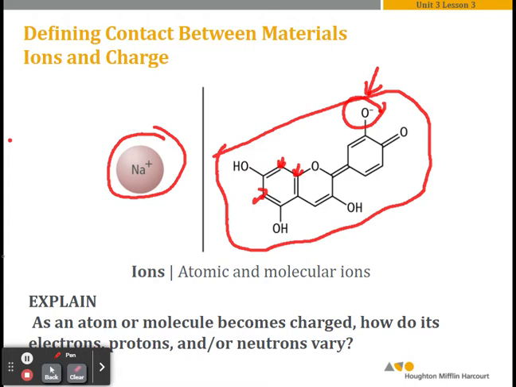When a chemical reaction happens, it's because of interactions between electrons. So an atom or a molecule will become charged as it gains or loses one or more electrons. When an ion is formed, when a charge is transferred, it's because of moving electrons or moving ions. You're not adding or removing protons.